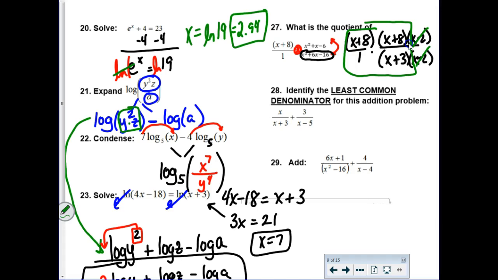All right, this next question, all I need from you is what's the common denominator? What's the least common denominator?